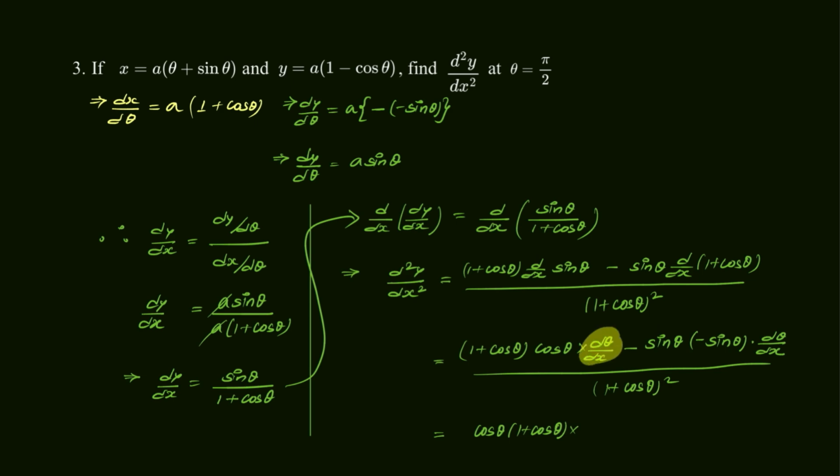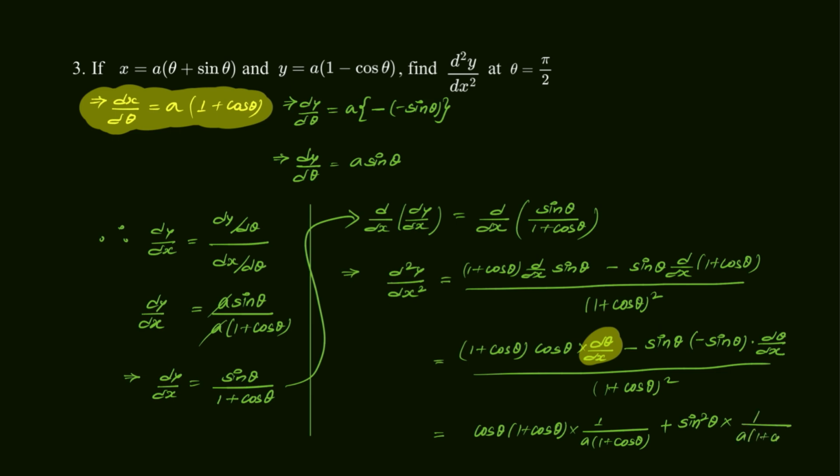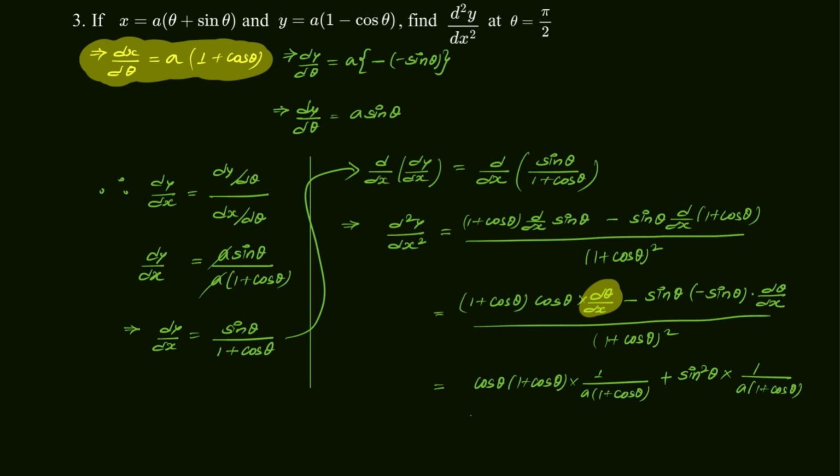d theta over dx means, here as you see we have dx over d theta as a into (1 plus cos theta), then d theta by dx can be written as 1 by a into (1 plus cos theta). So similarly here minus minus will give plus sin square theta into d theta by dx, which can be written as 1 by a into (1 plus cos theta), all divided by (1 plus cos theta) whole square.